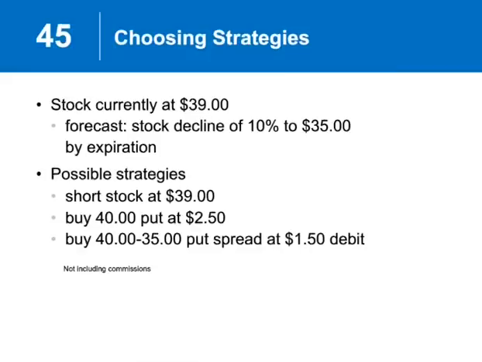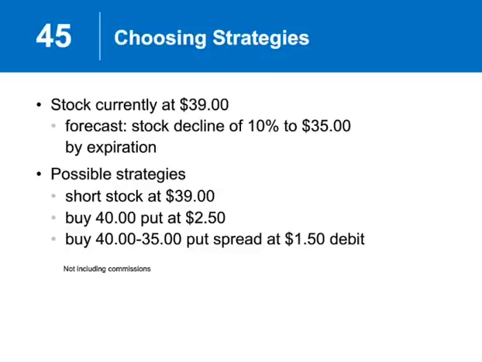Again, let's look at choosing strategies and our different choices there. Stock's at 39, and our forecast is for the stock to decline by 10% by expiration. Well, we could short the stock at 39. Shorting stock, for those of you who don't know, means that investors, and you have to have a relationship with your broker, can actually sell the stock before they own it. That's called shorting a stock.